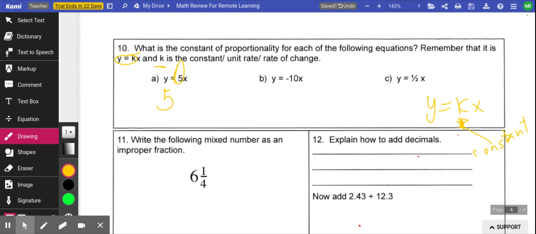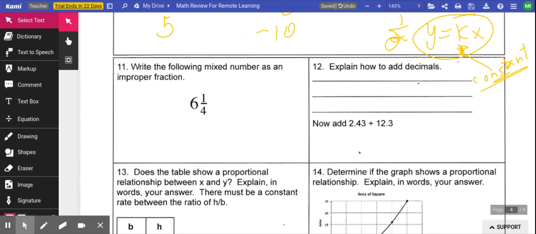Okay, so y equals negative 10x. Y equals negative 10. Y equals 1/2 x, 1/2. So this one's really simple. If you know this equation here, if you know y equals kx, you know that k is your constant. All right.